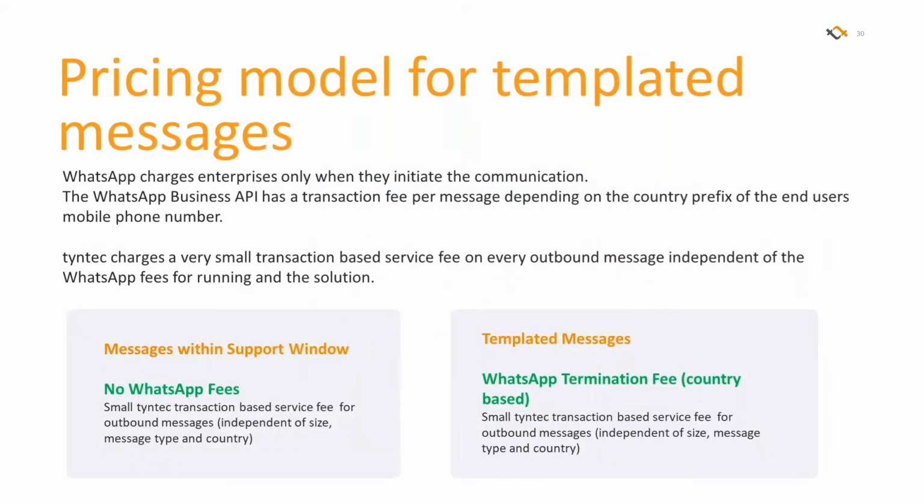So getting back to the different types of conversations, WhatsApp is only going to charge enterprises for when they initiate the communication. The WhatsApp Business API has a transaction fee per message, and this depends on the country prefix of the end user's phone number, so essentially the country code of the number that you're sending to. Tyntec does charge a very small transaction-based service fee on every outbound message, and this is independent of the WhatsApp fees for running and maintaining the solution.